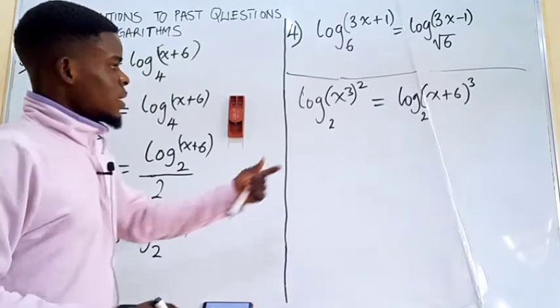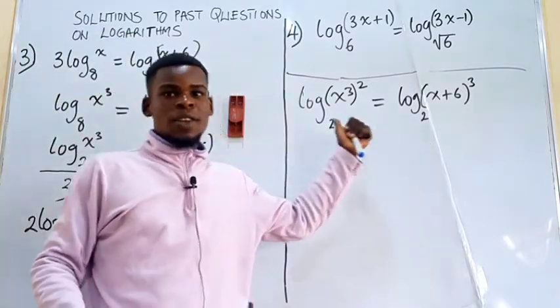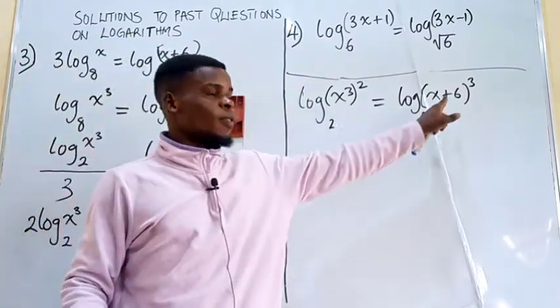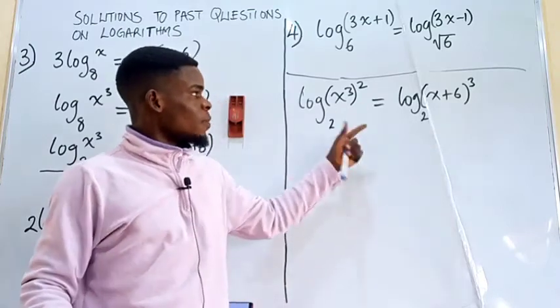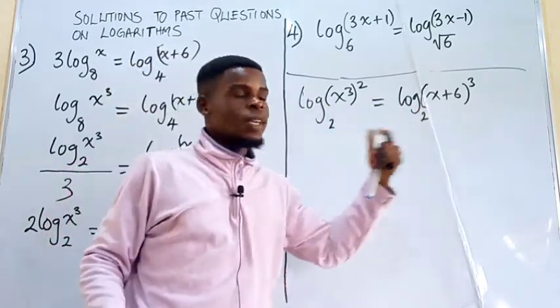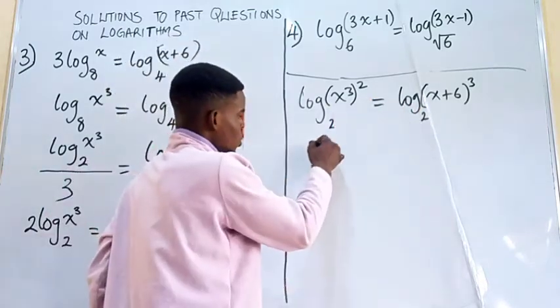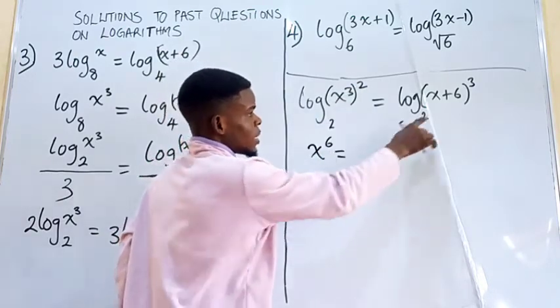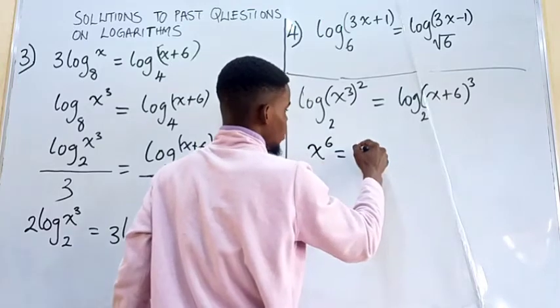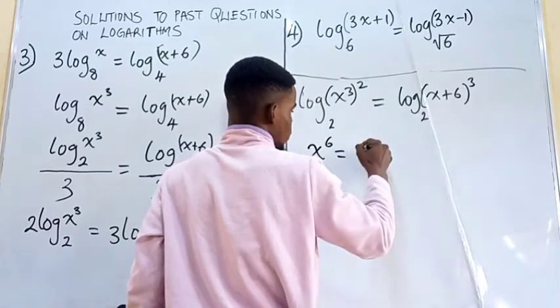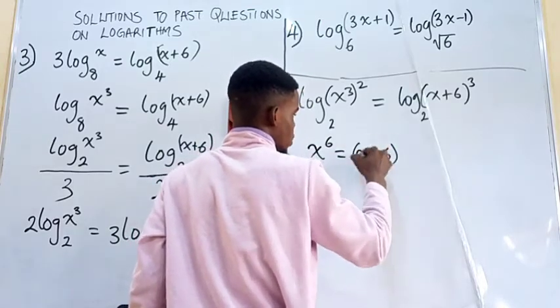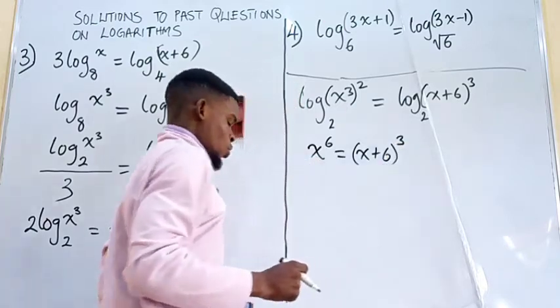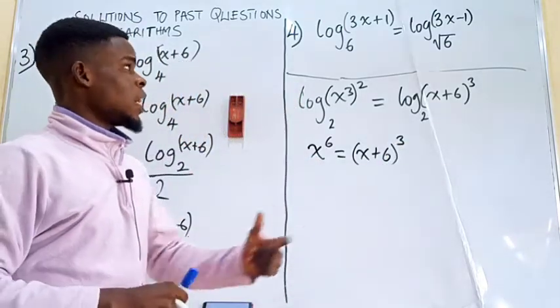Okay, great. So since the bases are the same, we have the logarithm of this is equal to the logarithm of that. Where the bases are the same, in fact, these numbers are the same. That is to say, x raised to the power of 6, that is 2 times 3, is the same thing as x plus 6 raised to the power of 3. So we are expected to go ahead and expand this.